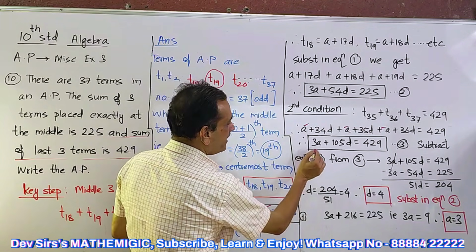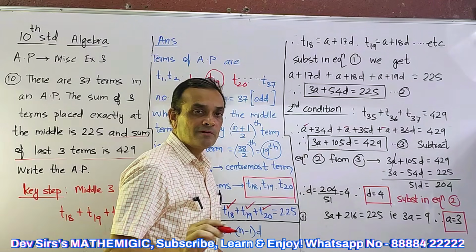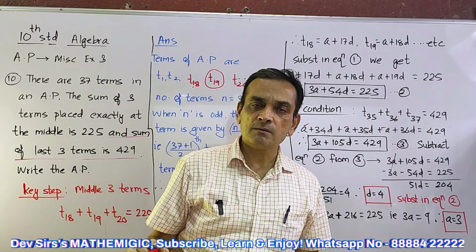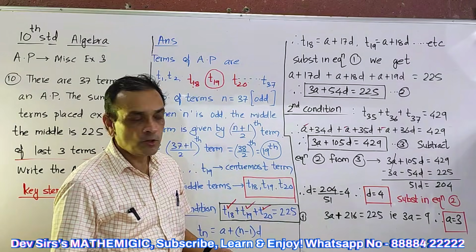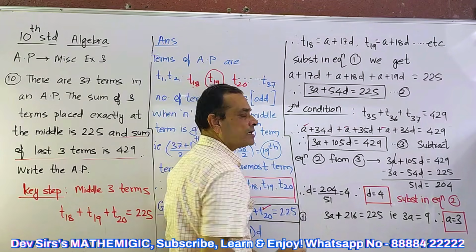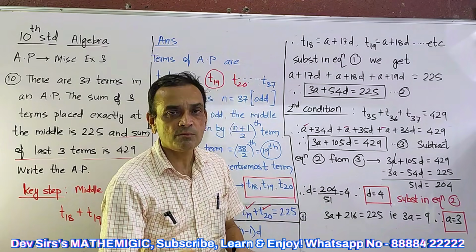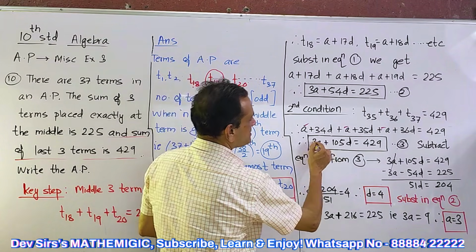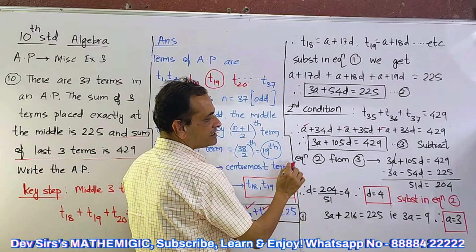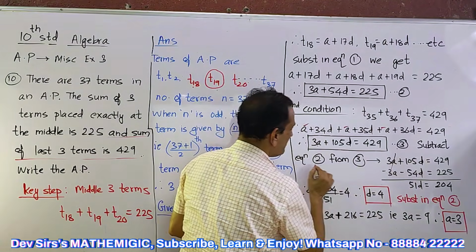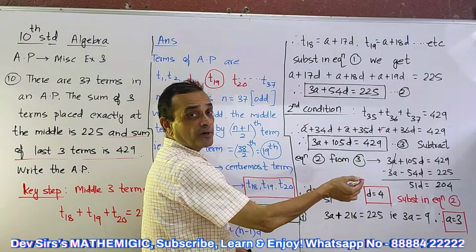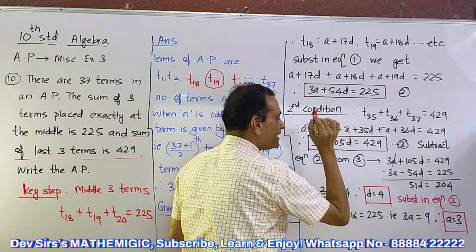दोनों जगह पे 3A और 3A है. So we will subtract one equation from the other. Simple. When you have same terms with same signs, you have to subtract one equation from the other. So which is the bigger equation? This is the bigger equation. So I will say subtract equation 2 from equation 3. Subtract the smaller equation from the bigger equation.